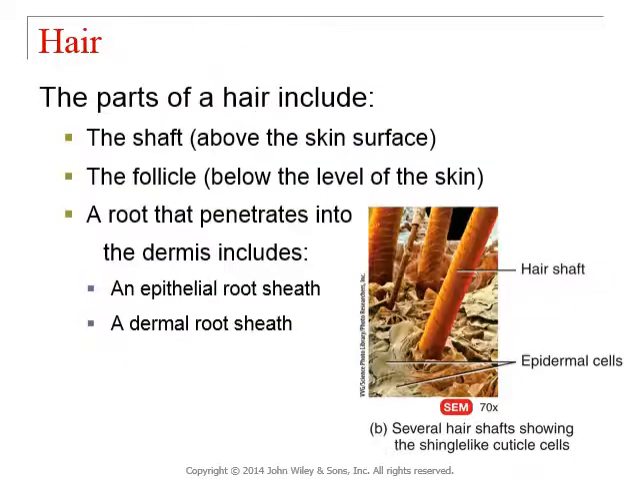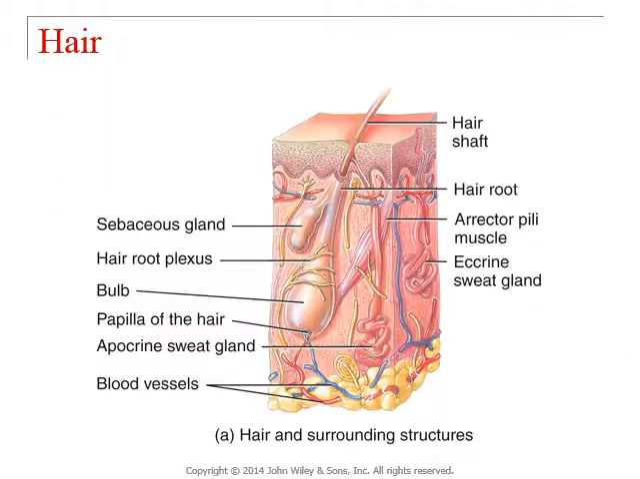The part that is going to poke through the skin surface is known as the shaft. Anything found below the surface of the skin is known as the follicle. We'll look at these a little more closely when we get into the lab, look at the lab slides. The root is going to penetrate into the dermis, including the epidermal epithelial root sheath as well as the dermal root sheath. A close look at the hair shows the hair shaft poking through the epidermal layer. Found deep within the epidermal layer, you find the follicle as it goes underneath the layer of the skin, and they come down to the hair root.